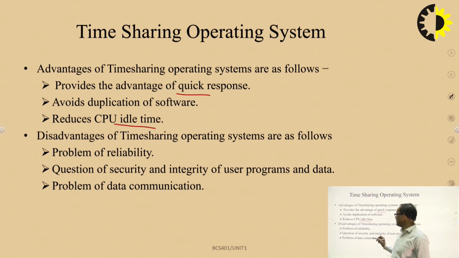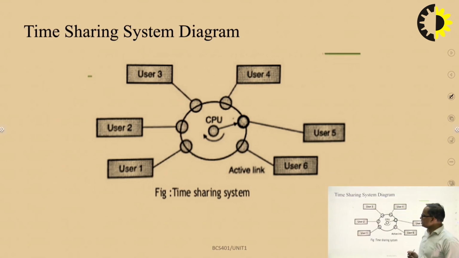There are some disadvantages: the problem of reliability, questions of security and integrity of user programs and data, and sometimes the problem of data communication. But in a time sharing system, if we want to reduce the response time of the process, then we use the time sharing system. Okay, this is another diagram for the time sharing system.